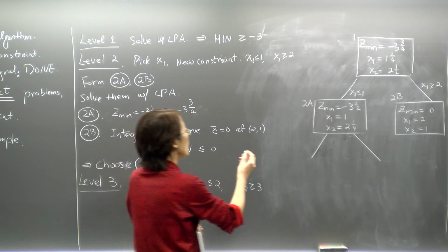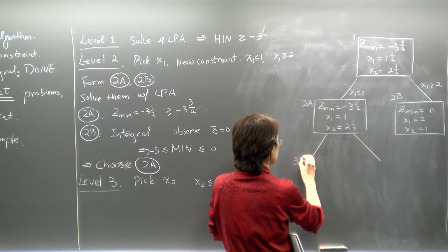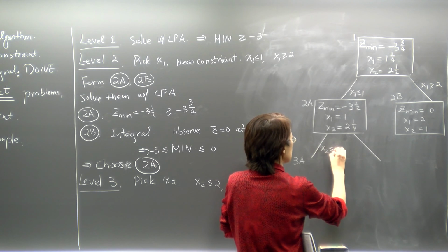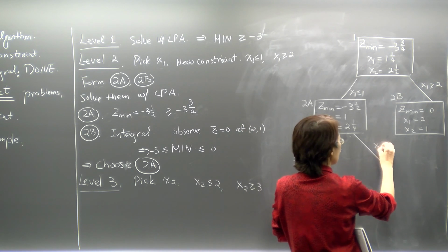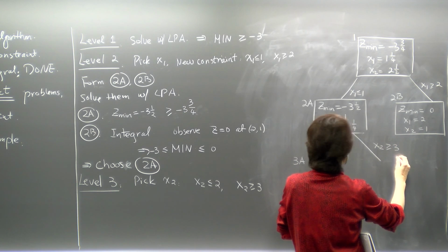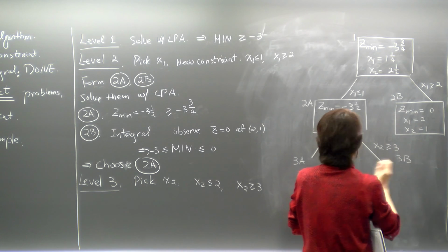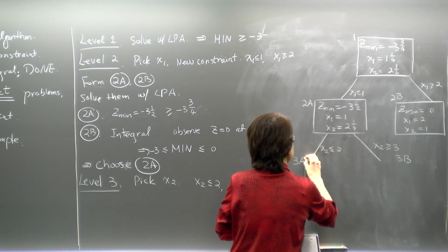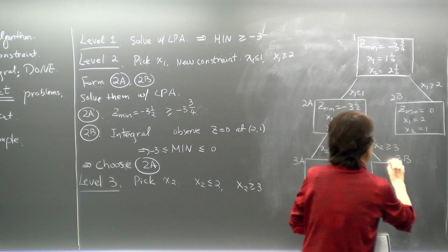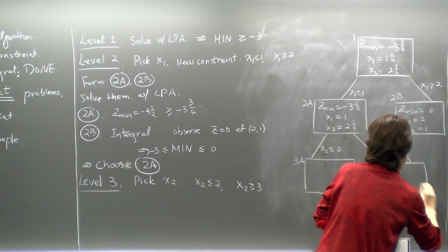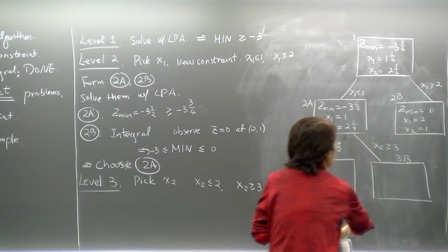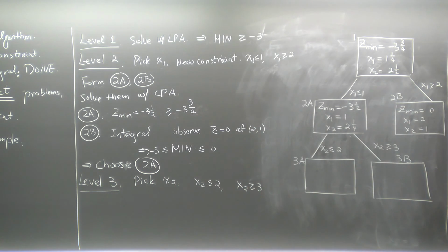Okay? So now I have level 3a. That is, let's say, x2 less than 2, and this is x2 bigger than 3. So that's totally disjoint. So this is level 3, problem B, and then I will solve it. I will solve these two problems with LP Assistant again, and I will record my answer. Okay, so let me erase something.